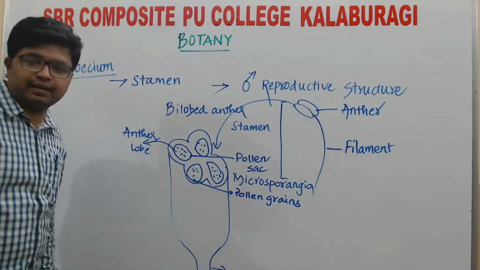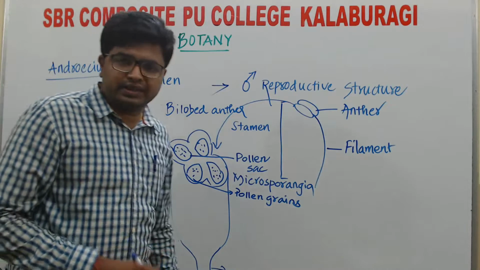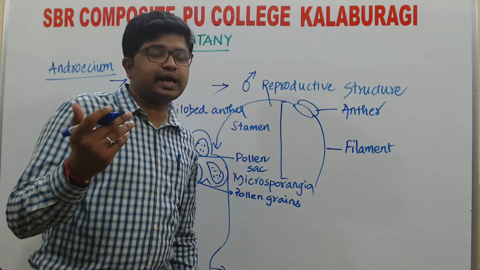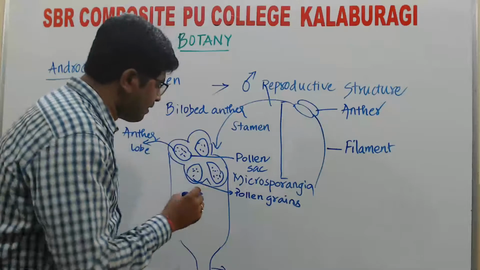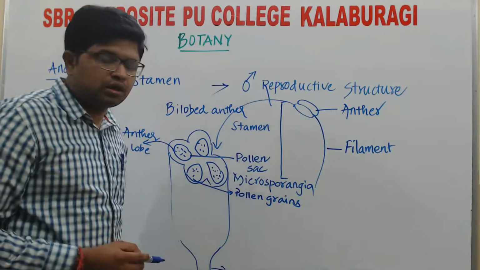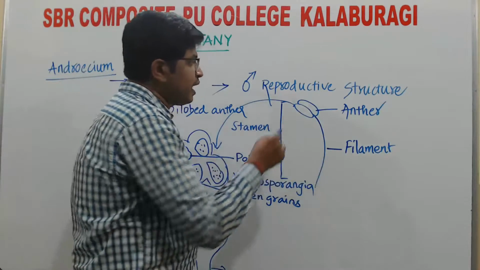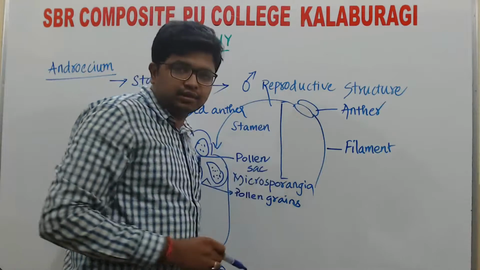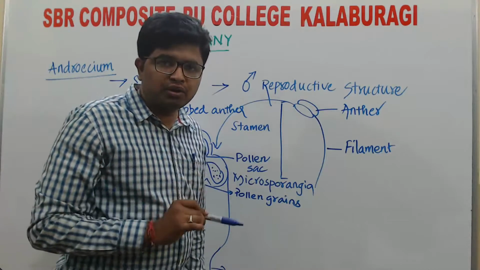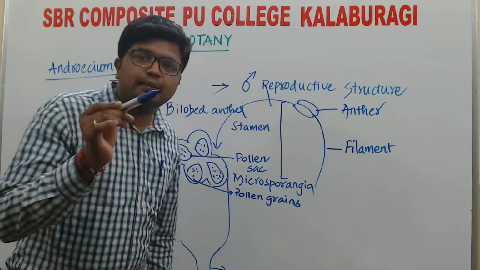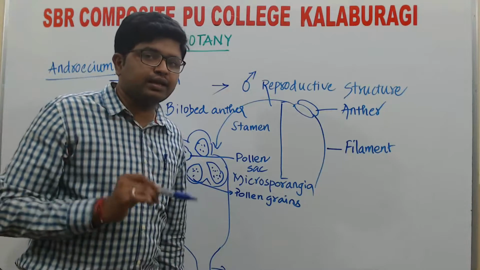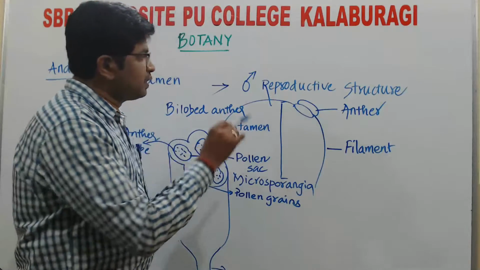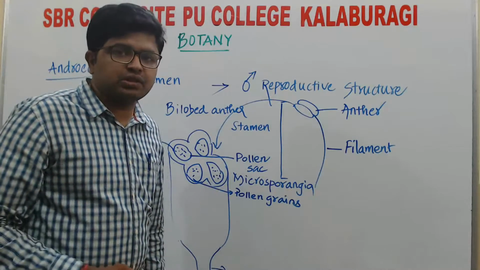Okay, bilobed anther. This is what androecium is. Androecium is a whorl and may have multiple stamens. Each stamen has a thin stalk, which we call filament, and at the topmost end you have the anther. Anther is usually bilobed, having microsporangia or pollen sacs, in which you will find the pollen grains. Remember, it represents the male reproductive structure.